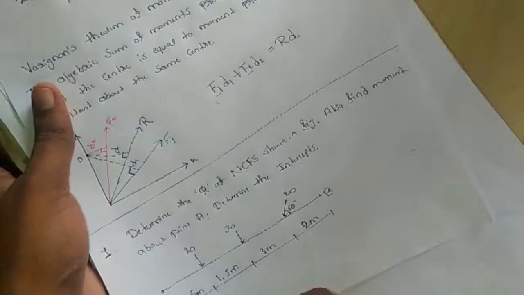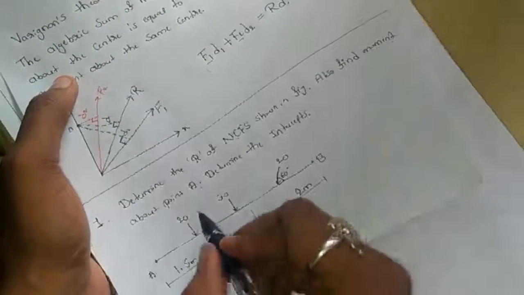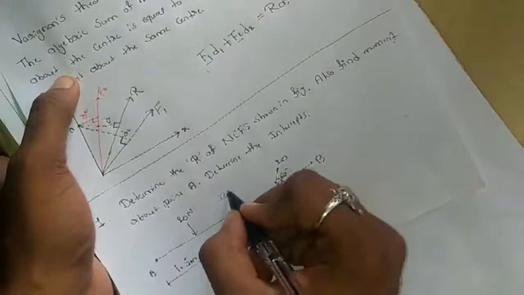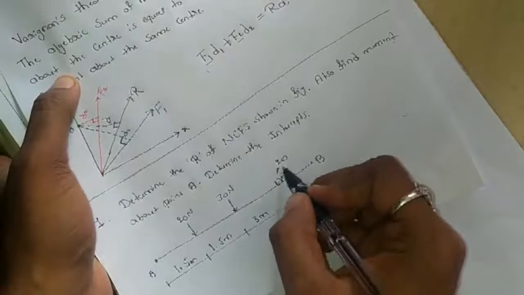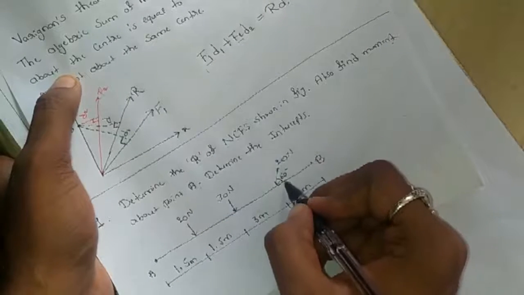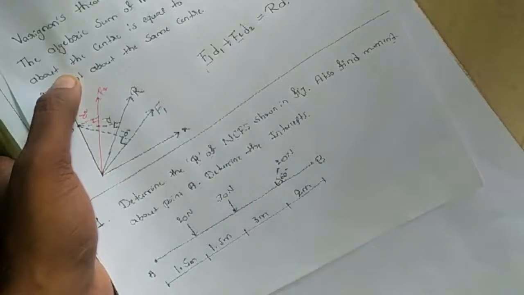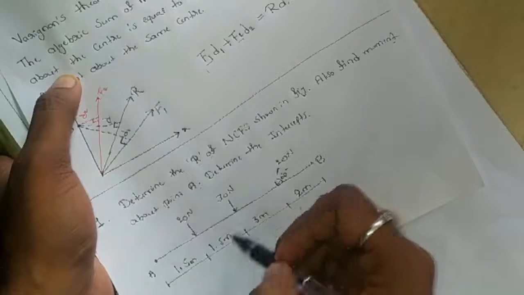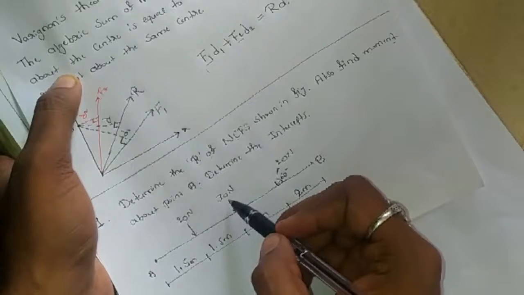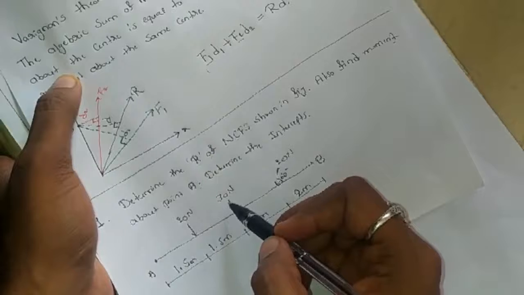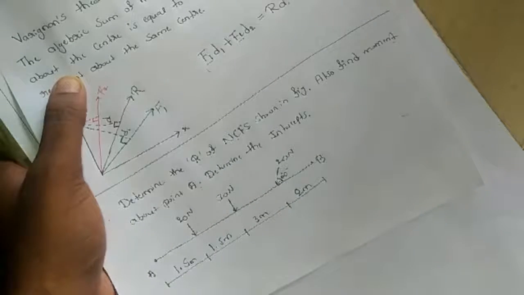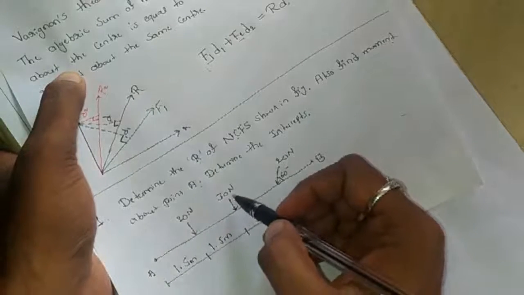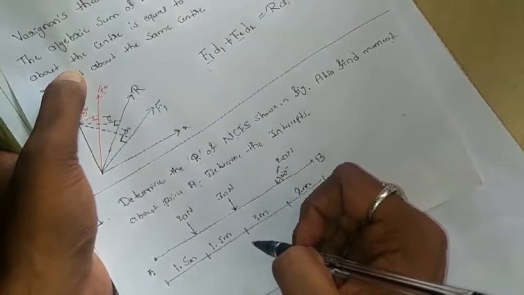You can see here I am redrawing the figure. Now this is point A. From point A, at a distance of 1.5 meter, 20 Newton is acting. From this, 1.5 meter, 30 Newton is acting. From this, 3 meter, 20 Newton is acting at an angle of 60 degree. And here is point B. Now you can see this 20 Newton is clearly acting along negative y axis, and this 30 Newton is acting along negative y axis, that means vertically downwards.